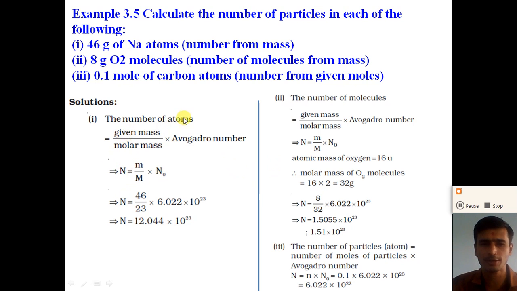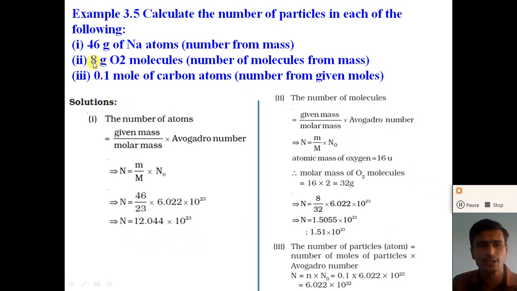So here the number of atoms present in 46 gram of the Na is N is equal to small m divided by capital M into N0. Here small m is the mass of the Na, capital M is the molar mass of the Na, and N0 is the Avogadro number. The mass of the Na given to you is 46, divided by the molar mass of the Na, 23, into 6.022 into 10 raised to 23, that is the Avogadro number. If you calculate this, we get the number of particles present in 46 gram of Na as 12.044 into 10 raised to 23.